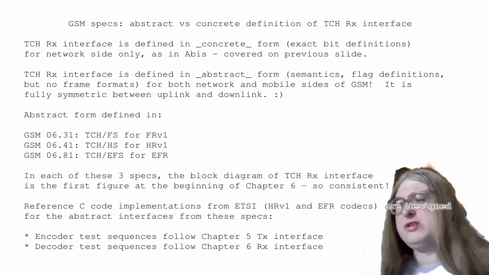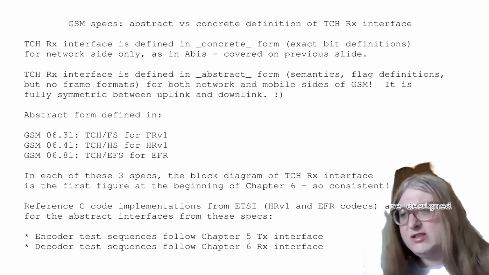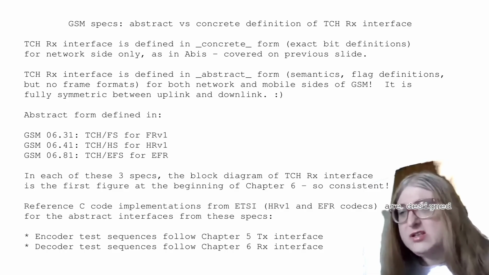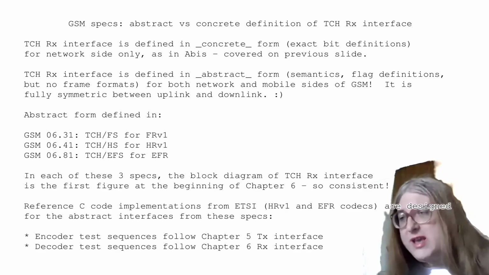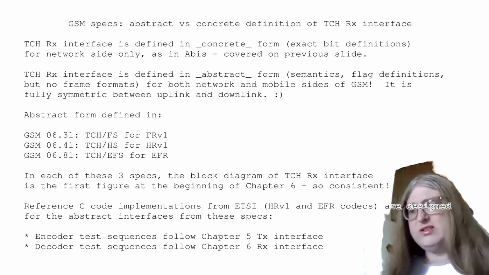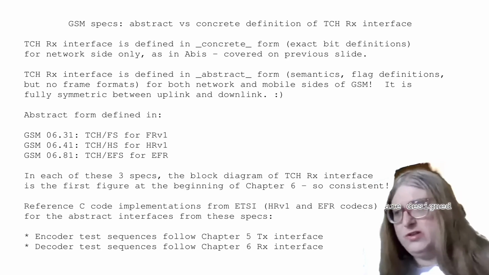This is how it looks on the network side. But the important part is that the abstract form exists on both sides, both network side and mobile side, whereas the other one, the trial frames, is only for the network.